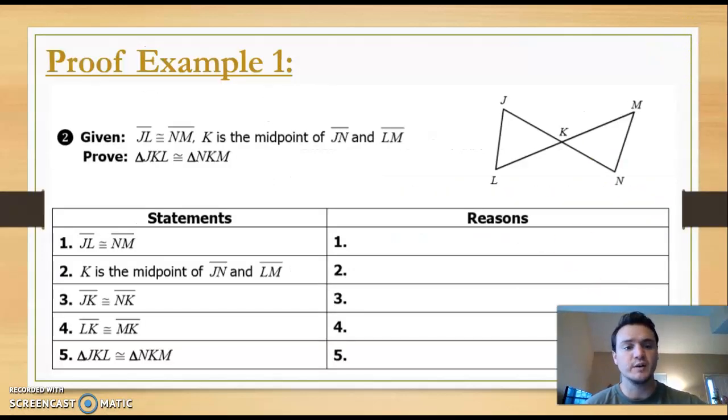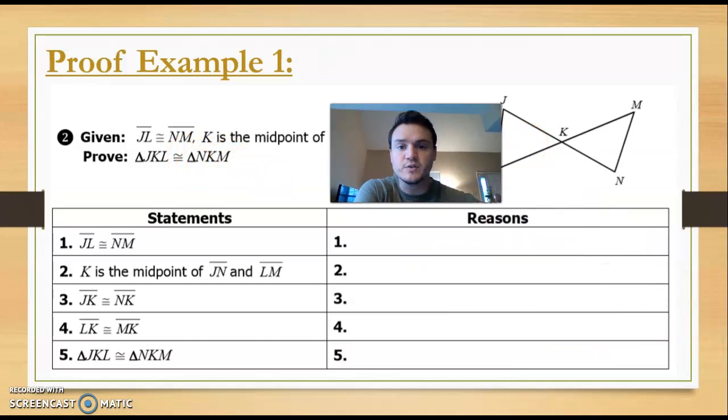We're going to start with the first one. It says, given that JL is congruent to NM, and K is the midpoint of JN and LM. So JN is this line here. If K is the midpoint, it means that J to K is the same as N to K, meaning those sides here would be congruent. And the same thing with this LM. If K is the midpoint of LM, then L to K is congruent to M to K. Now, given that information, we should be able to try to prove that the triangles are congruent. That's what we're trying to do here.